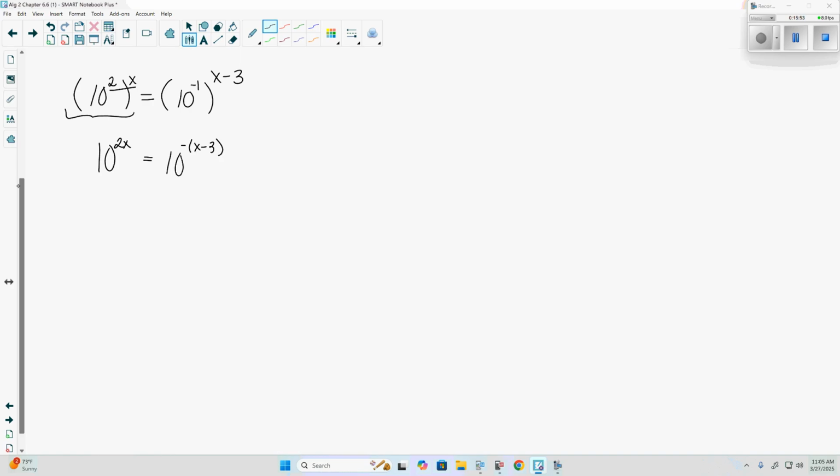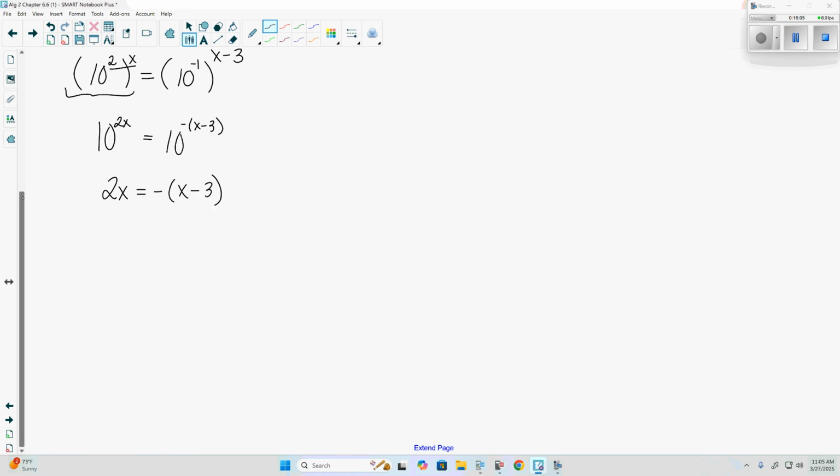Now, since the bases are the same, the only way this could work and be equal is if the exponents are equal. So negative 2x is equal to negative x minus 3. Before we're able to add or subtract, we do need to distribute this negative through. So the left-hand side will stay 2x. Our negative times x is going to be negative x, and our negative times negative 3 is plus 3.